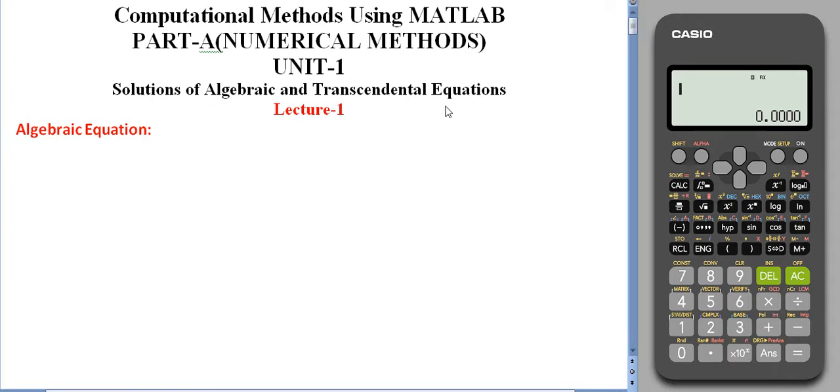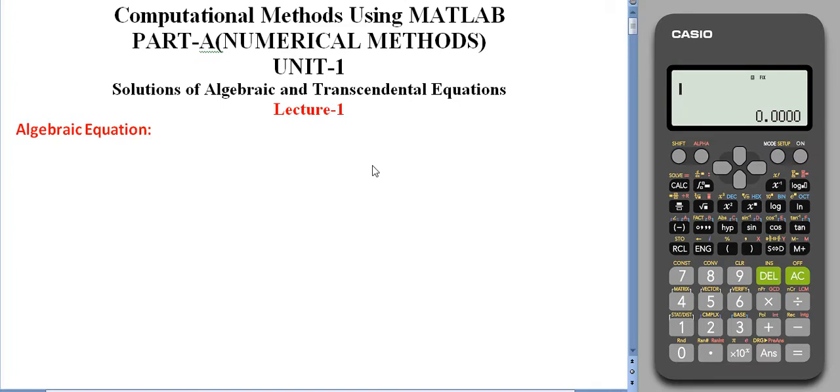In this lecture series, first we will discuss numerical solutions of algebraic and transcendental equations in unit number 1. In this series of lectures, first we will discuss the bisection method, regula falsi method, Newton-Raphson method, and iterative method or successive approximation method.